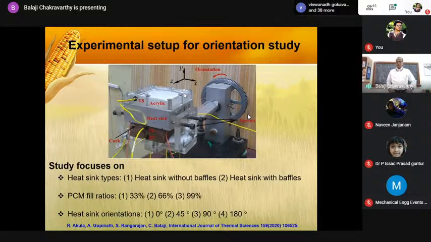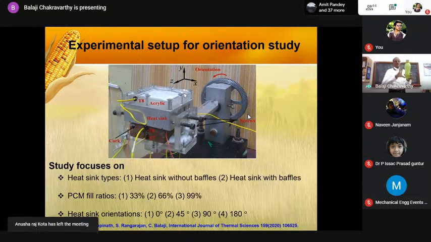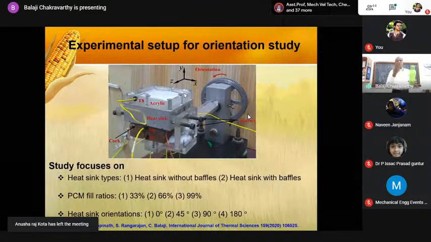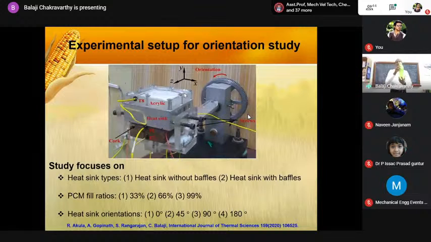The PCM fill ratios are, if this is the water bottle, this is the heat sink. Water bottle 33% water, that is the first case. 66% water, second case. 99% is a full bottle. Instead of water, we are adding the PCM. Heat sink orientation, 0, 45.